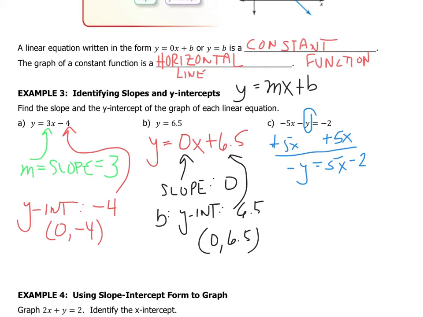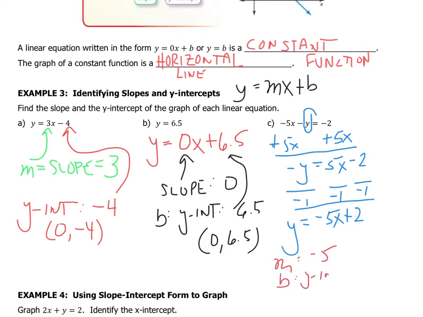Now again, I have a negative y. So then I need to divide everything by the negative 1. That'll turn this into y equals negative 5x plus 2. Now it's in slope-intercept. So if it's in slope-intercept, my m is a negative 5, and my b, or the y-intercept, is 2.